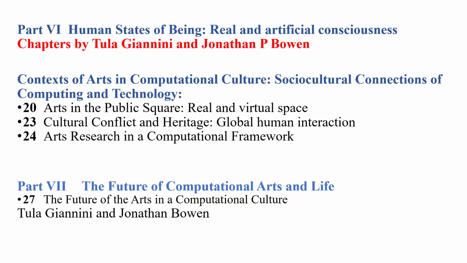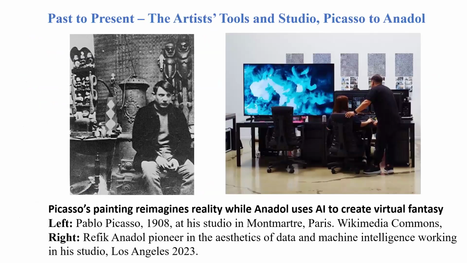Now I'm going to go fast. So this is part 6 and part 7. These 3 chapters, arts in the public square, real and virtual space, cultural conflict and heritage, and arts research in a computational framework, are all in that section, context of computational culture. And then part 7 is the future. So this is past to present, tools of the artist.